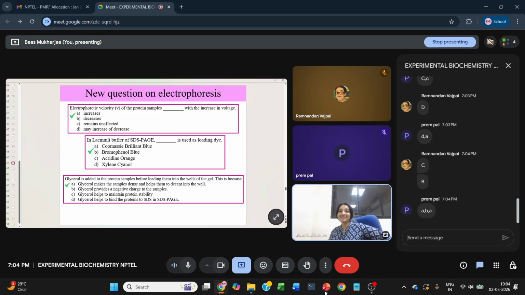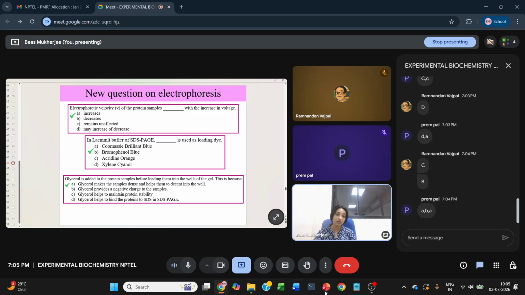ABA is the right answer, because when you increase the voltage, always remember that the current is increasing, right? So when the current is increasing, definitely your protein is going to move faster, because the gradient charge separation is also increasing, so it is going to move faster. But resistance is also increasing, that is a different story, but then it will definitely move faster. Okay, it will probably not move very uniformly if you increase the voltage too much, but it will move faster. And in Laemmli buffer, you know that bromophenol blue is used as loading dye.